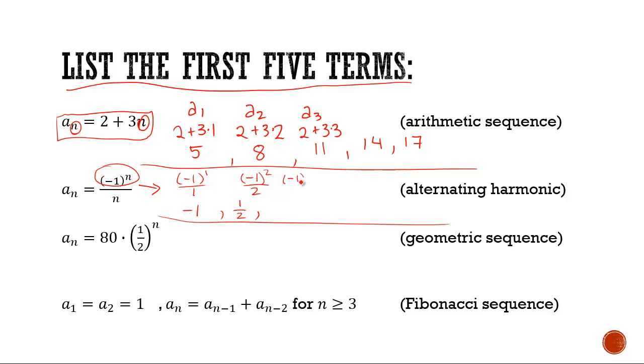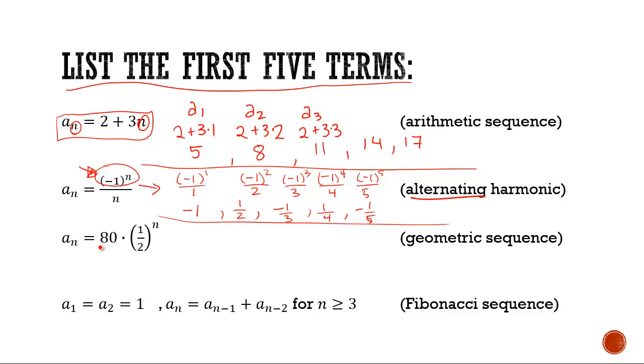Then we have negative 1 to the power of 3 over 3, which will be negative 1 over 3. And then we have negative 1 to the power of 4 over 4, which causes it to be positive. And finally, 5 will cause it to be negative. And so if you ever see an alternating sequence like that, where the negatives and positives are alternating, that means the general term has that sort of item in it as a factor.